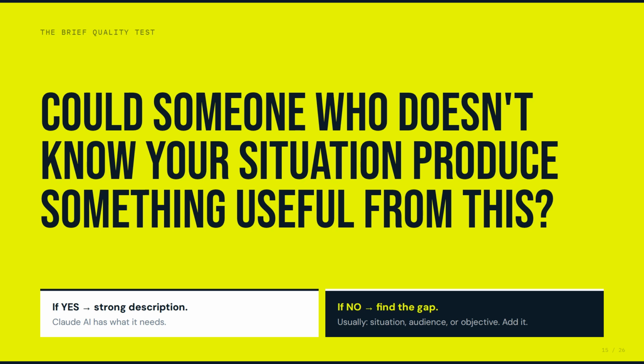If the answer is yes, your description is strong. Claude AI has what it needs. If the answer is no, something's missing. Usually it's one of three things. The actual situation isn't specific enough, the audience isn't described clearly enough, or the objective isn't defined tightly enough. Find the gap and fill it. Run this test on your next 5 Claude AI interactions. You'll immediately see where you're leaving things out and what changes when you add them.